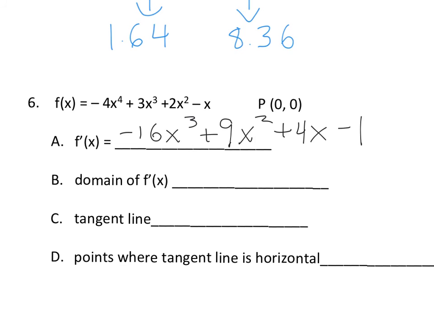This is just a cubic function. Its domain is all real numbers. For my tangent line, I don't even need to grab my calculator. This one's easy peasy. If I put 0 here, I get 0. If I put 0 here, I get 0. If I put 0 here, I get 0. So the slope is just going to be -1. And y minus y1 is just going to be y minus 0 equals -1, and then x minus 0 is just x. So fast. So now let's put our derivative equation into the calculator and see where our tangent line is horizontal.